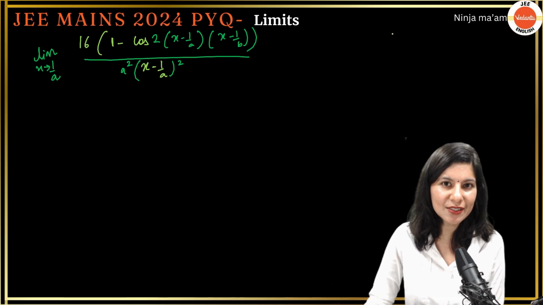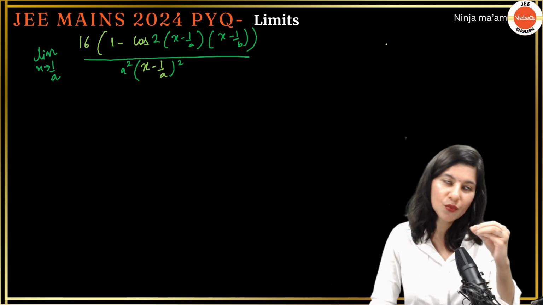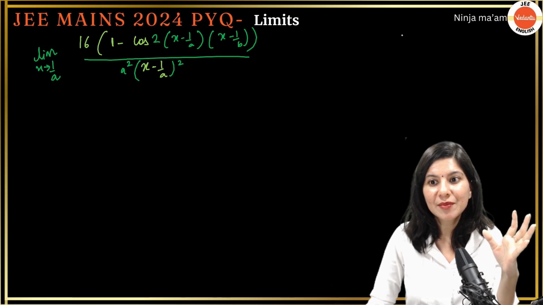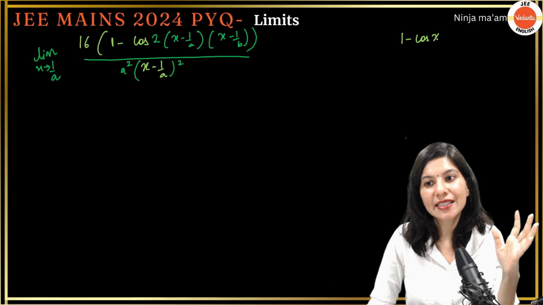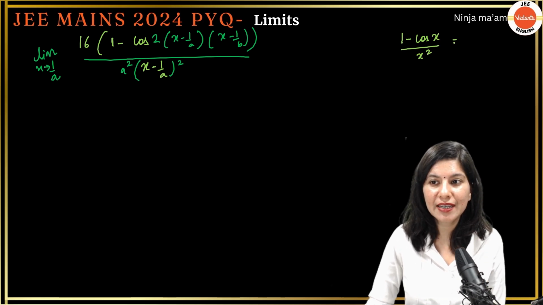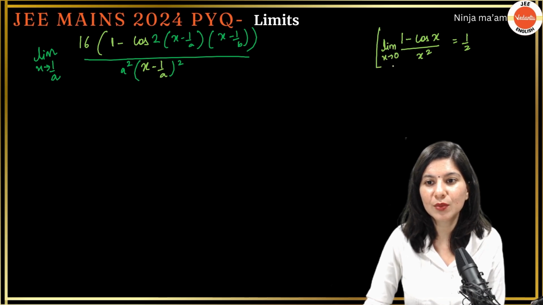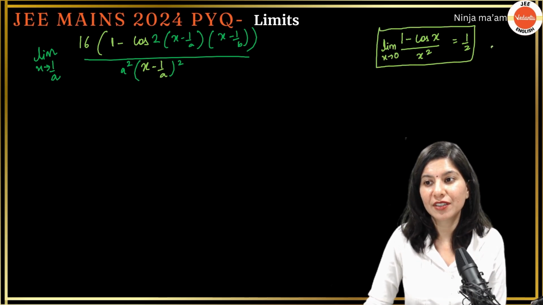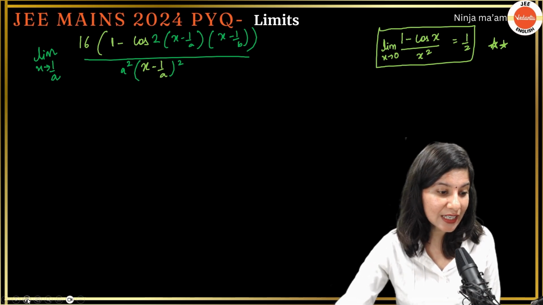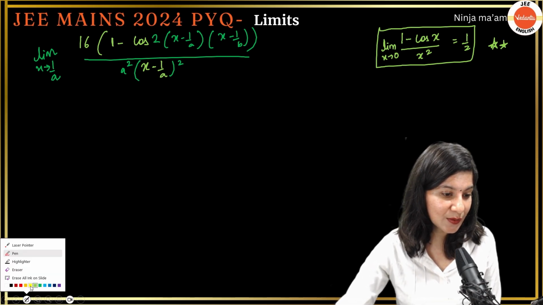Remember, I always told you, whenever I teach limits, you go and find any session of mine. The moment I teach standard limits, I tell you that this is my favorite limit: 1 minus cos x upon x square is half when x is tending towards 0. So I'm trying to create that limit so that I can put half in place of it.